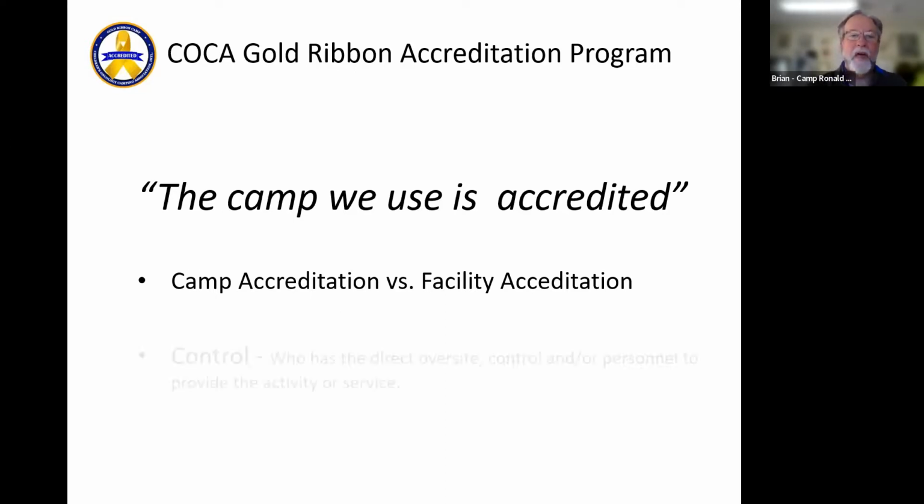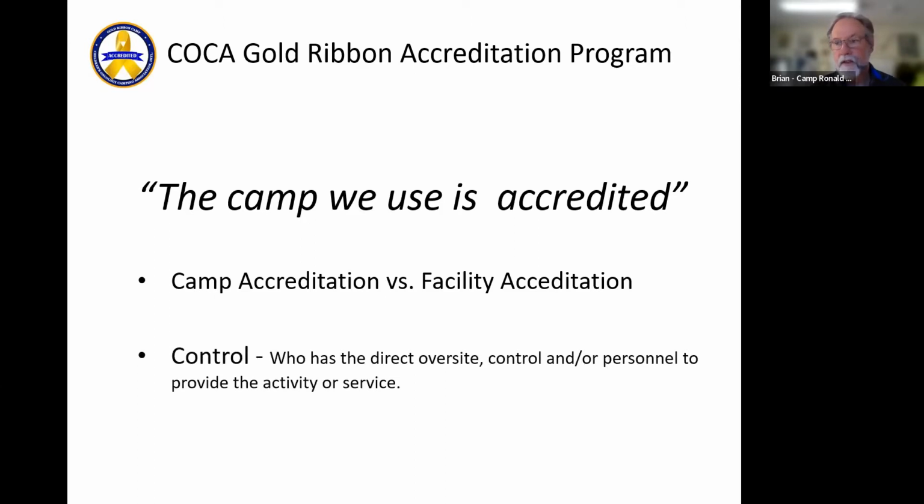And so it comes down to control. This is what I always say: accreditation comes down to who has direct oversight, control, and/or personnel to provide whatever activity and service. So for me as Apple Canyon Center, I have control over housing, cleaning that, food service. I have control over that, so I'm accrediting. For MDA, they require that. But I don't take care of what their programs are, what their evening activities are, what their counselors are. I don't. They control that. So that's not accredited by an accrediting body, and that's their choice.